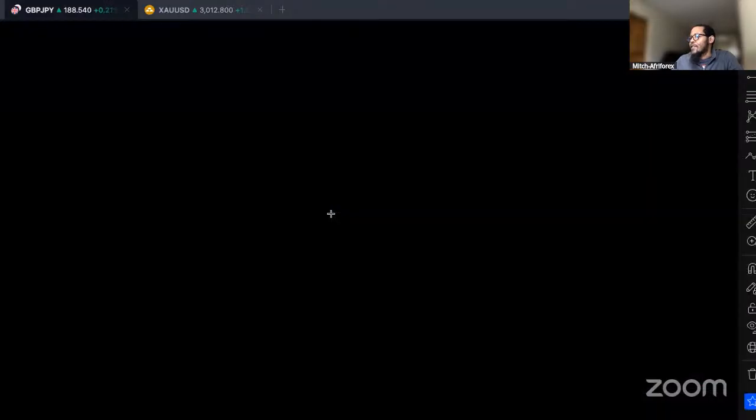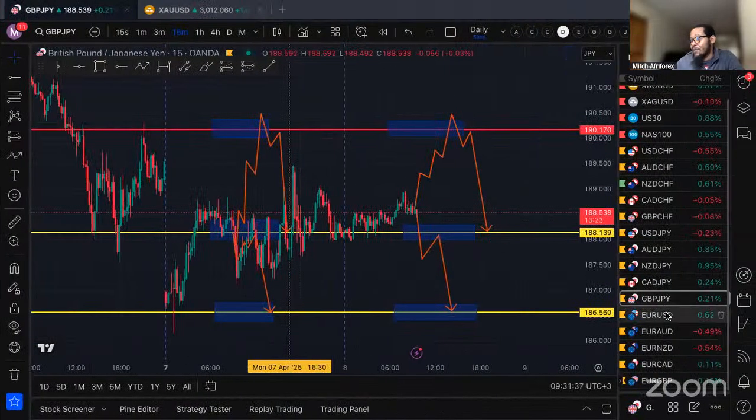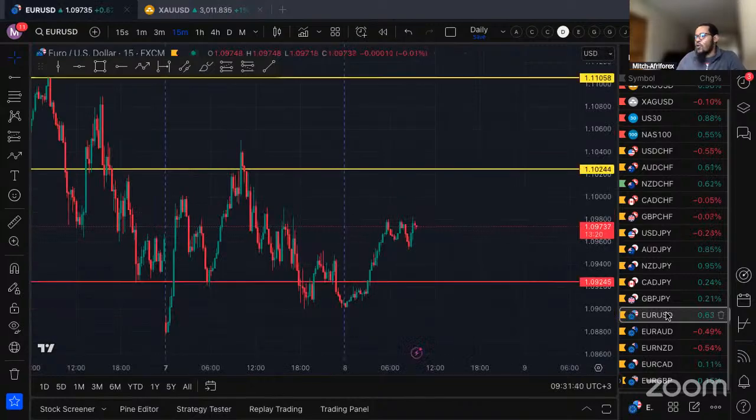As you can clearly see, we've mixed and matched the Swiss franc and the yen pairs with all the pairs on the sell side. So right now we're going to move on to the euro pairs and do the same thing. So we'll start off here with the euro against the US dollar.